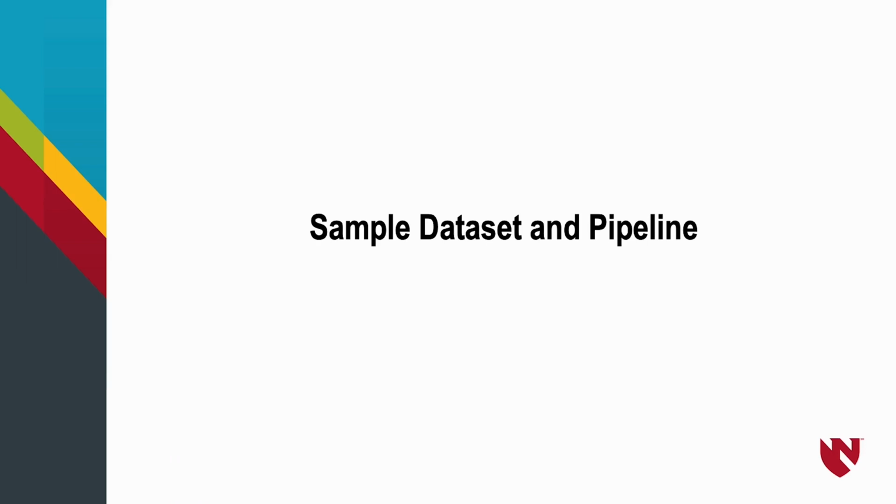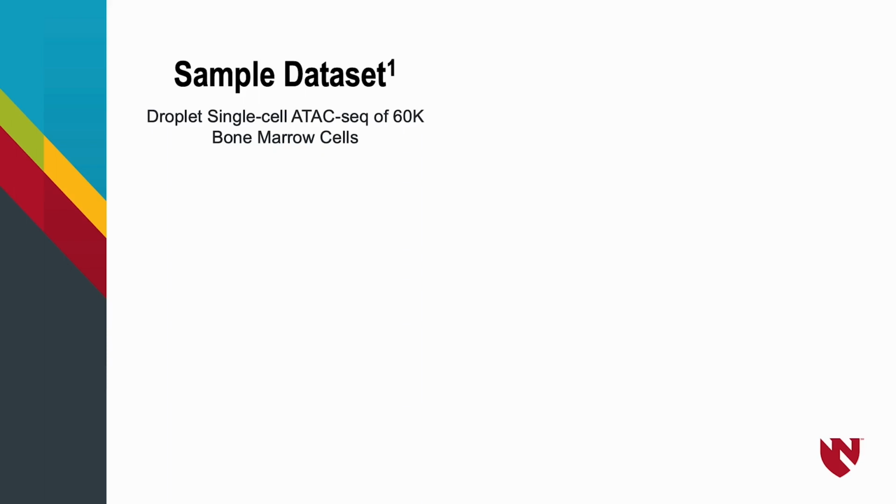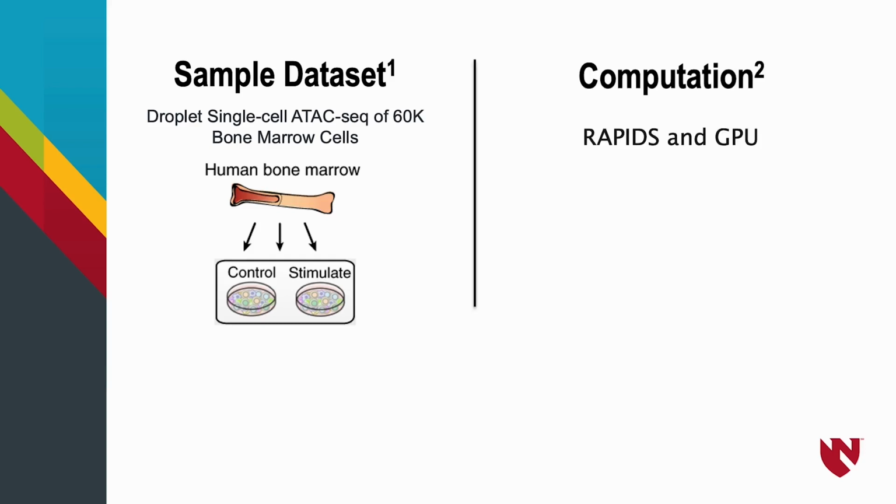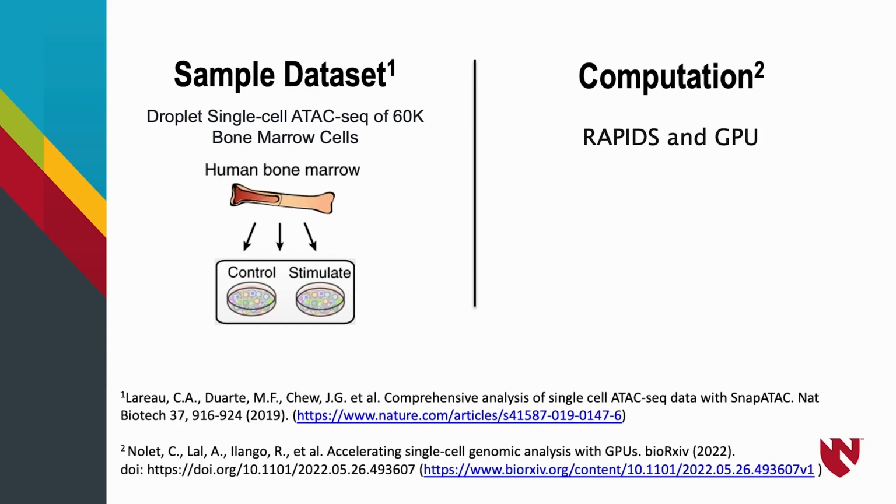We will now examine an example dataset and the pipeline that will be utilized to analyze single-cell ATAC-Seq data. We will utilize the droplet single-cell ATAC-Seq dataset comprising 60,000 cells obtained from human bone marrow samples for our analysis, comparing between the control and stimulated conditions. We will utilize the Rapids pipeline to conduct downstream analysis of single-cell ATAC-Seq data.